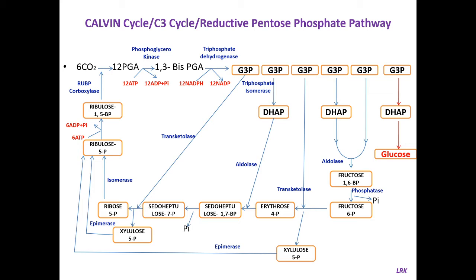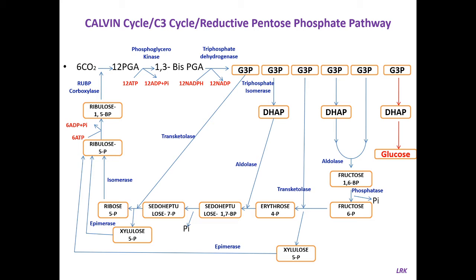In the next step, this 1,3-bisphosphoglyceric acid is reduced to 3-phosphoglyceraldehyde by NADPH. This reaction is catalyzed by triose phosphate dehydrogenase. See, you can see here this 1,3-bisphosphoglyceric acid. It undergoes reduction. It makes use of the reducing power, that is NADPH, which gets oxidized to NADP, and the 1,3-bisphosphoglyceric acid is converted to glyceraldehyde 3-phosphate. So this is the reduction reaction.